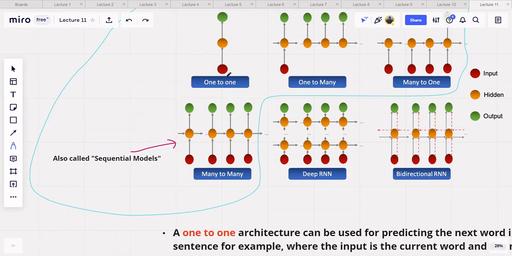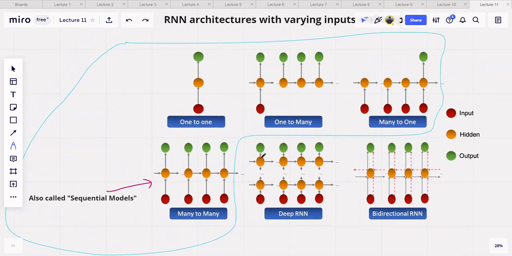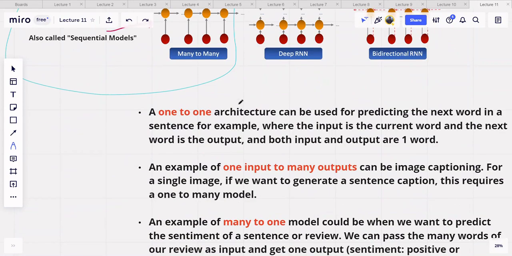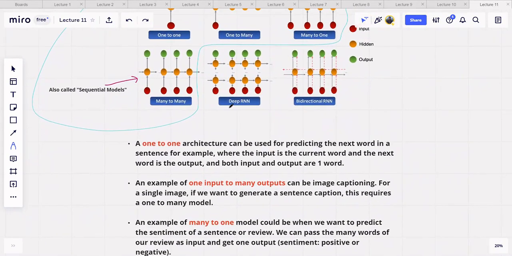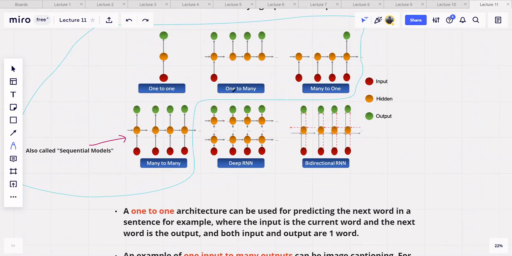So as a beginner, don't focus on them, just focus on this. These are not different types of recurrent neural network. This is basically the same recurrent neural network, but with different architecture depending upon the problem that we are trying to solve. So let me give you examples depending upon these various architectures.